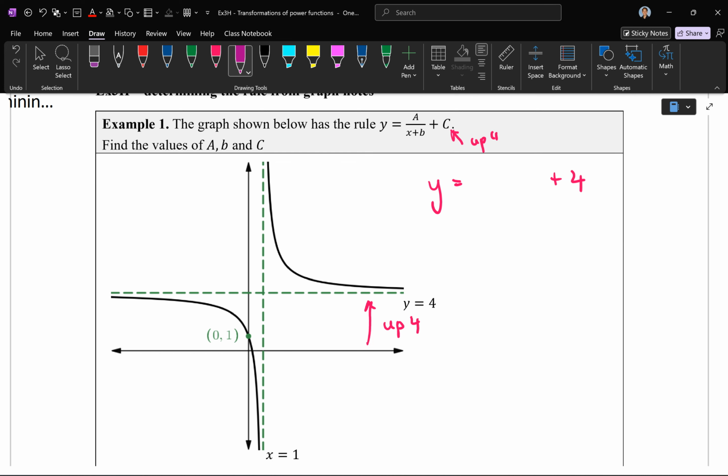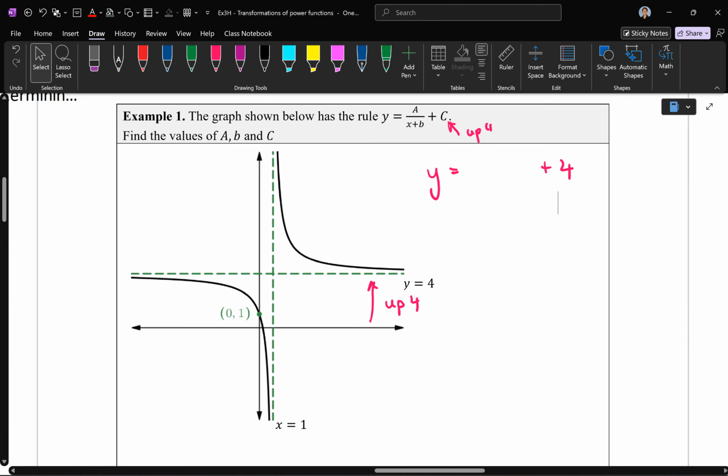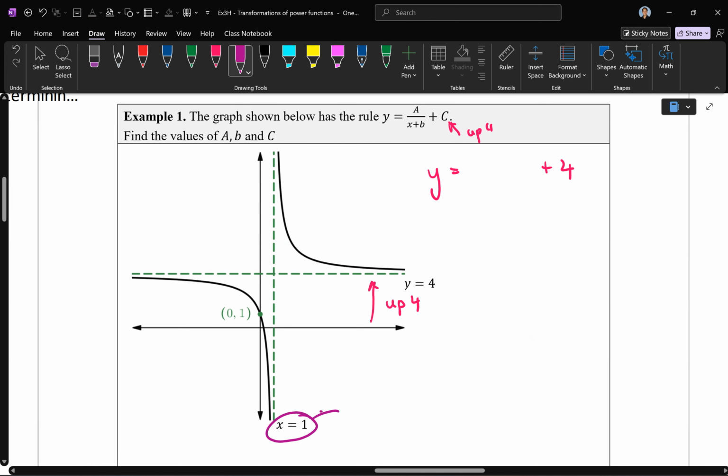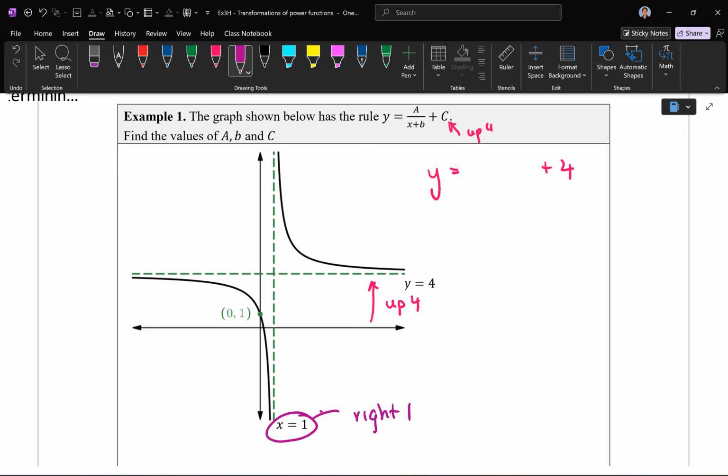Why is B 1? Okay, so we know this is going to move to the right by 1. What do we have to be careful of when you're moving anything to do with the x transformation again? It's the opposite. So if you wrote +1, it will move it to the left. So this one actually should have been a -1. Anything to do with x transformation, x minus 1. So B must be -1. C must be +4.